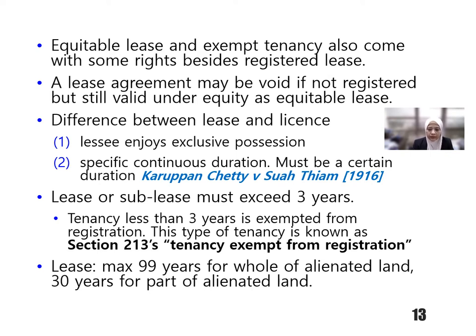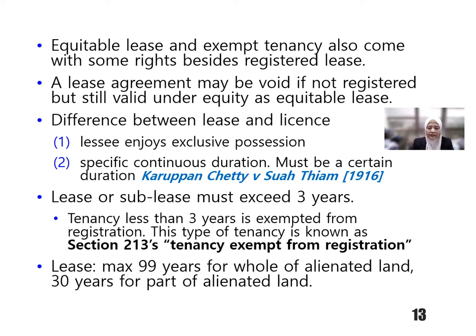Now, a lease is for a specific continuous duration, and it must be a certain duration. It cannot be uncertain. You cannot say, as long as you want to stay there, or as long as there is a house on your land, there is a lease. No, a lease must have a specific duration: 10 years, 20 years, 30 years, 60 years, 99 years. You cannot give a vague qualifier such as as long as you want to stay on the land, or as long as there's a building on the land. That's not acceptable. And a lease or sublease must exceed 3 years.